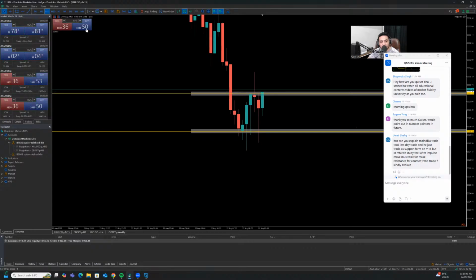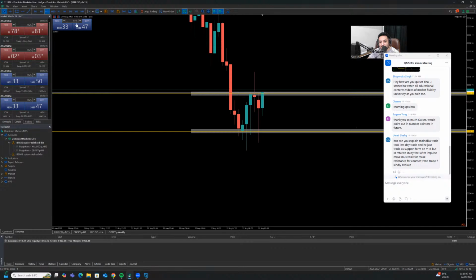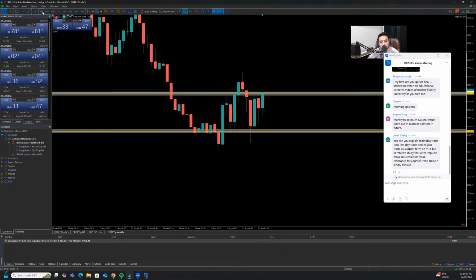So it's breaking above the high. I'm interested in a buy right now. Should I wait for the candle to close? Let me just see this one.